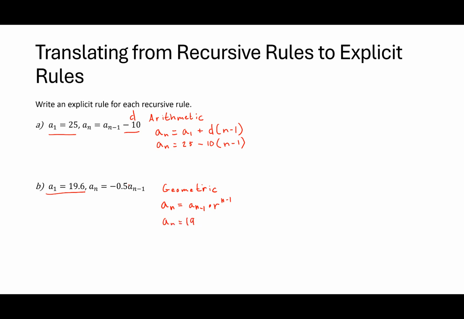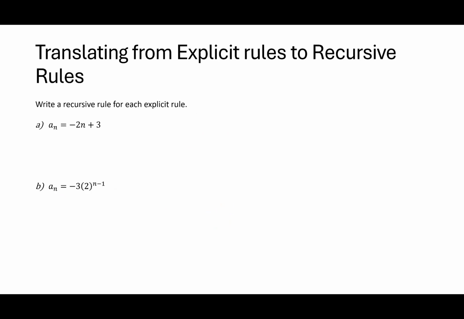So 19.6. Now we're going to multiply it by the common ratio. So what were we multiplying by? We multiply it by a negative 0.5 every time, and we're going to do it n minus 1 times. All right, so straightforward. We can find all of our information for the explicit rule right out of knowing the recursive. How about the other way around?